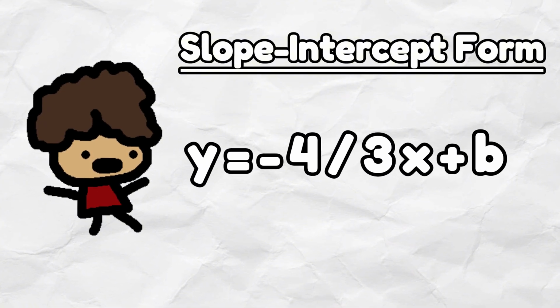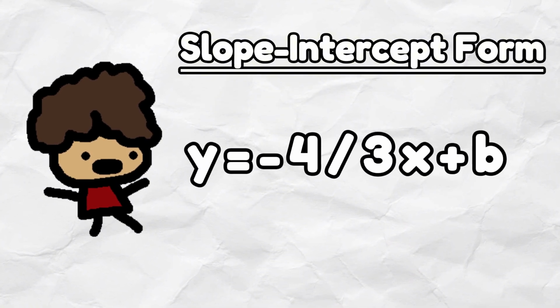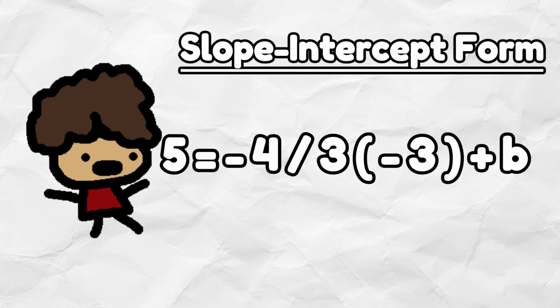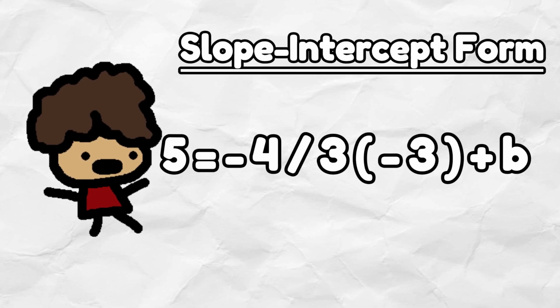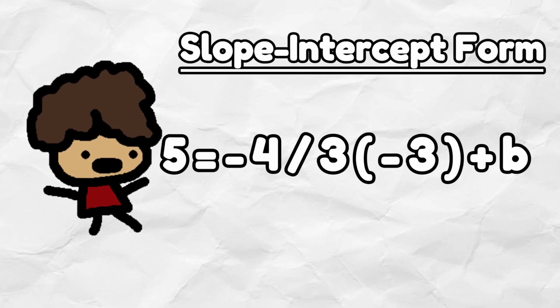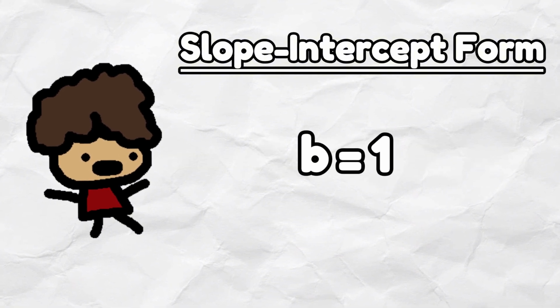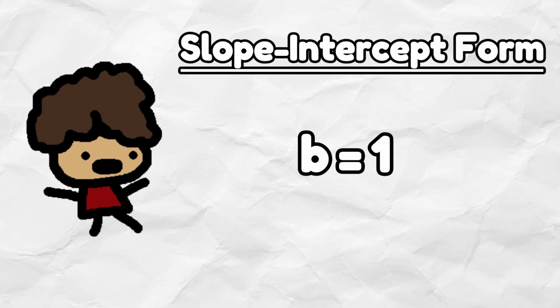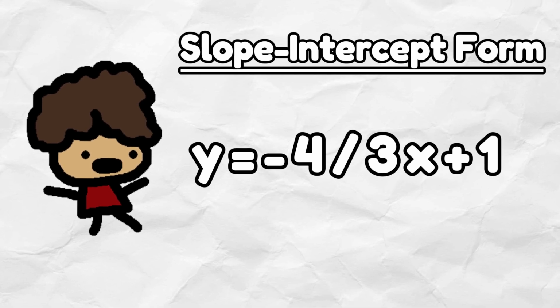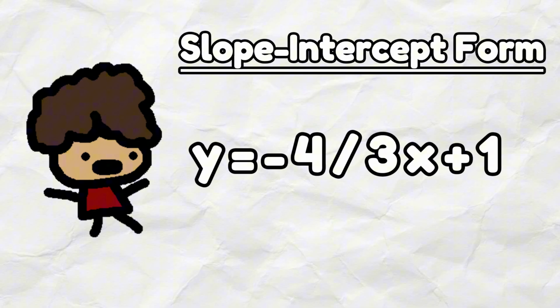After putting the variables in, you would then pick one of the y's and x's to put as the inputs and outputs. You would then set up the equation and isolate your b variable to find your y-intercept. In this instance, your b value would be 1. You would then get the answer y equals negative 4 over 3x plus 1.